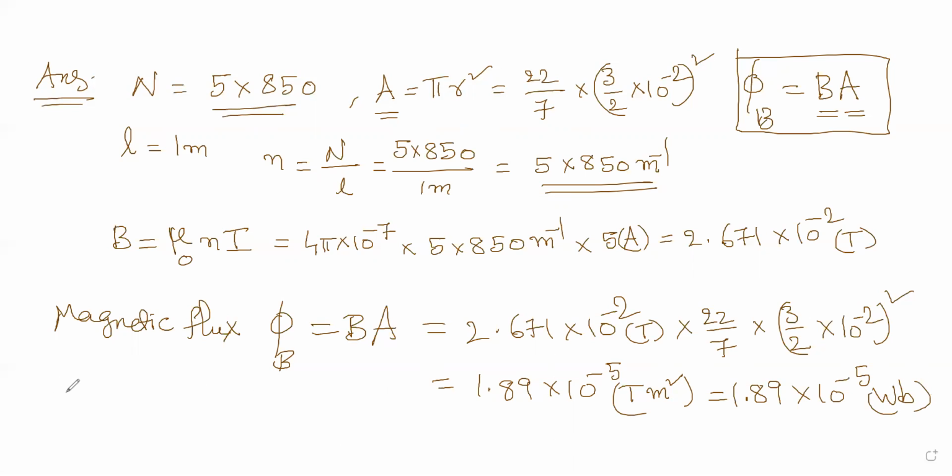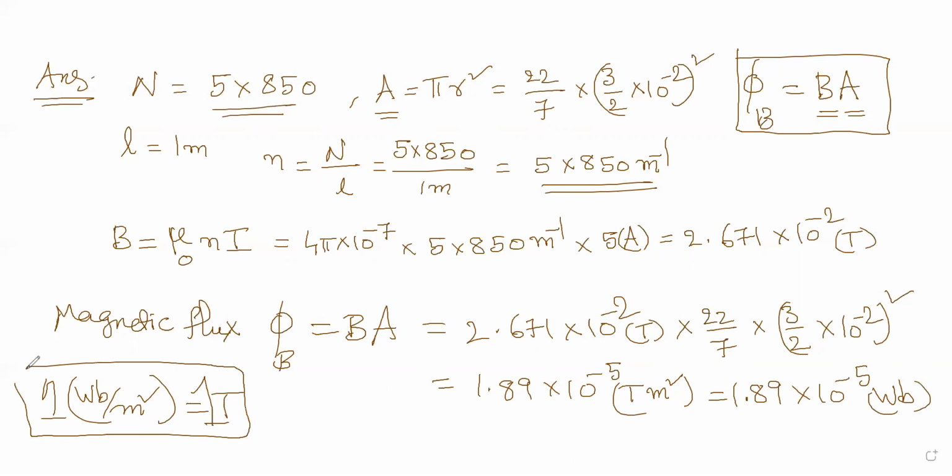And now you have to remember this one, 1 Weber per meter square, that is 1 Tesla. Okay, so these conversion factors you have to remember. Weber per meter square is Tesla. So I'll write again, 1 Tesla meter square, that's called Weber. That's the unit of the magnetic flux.